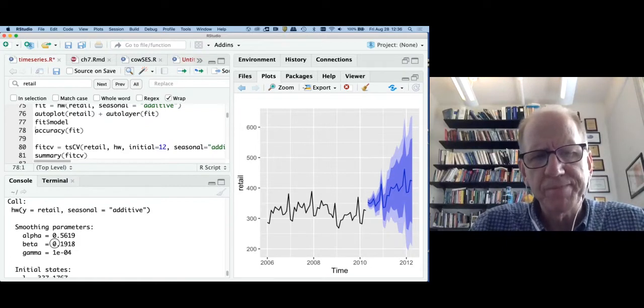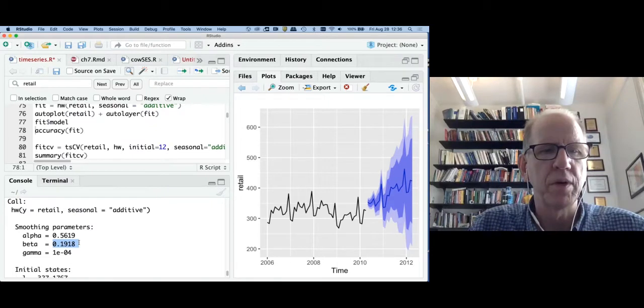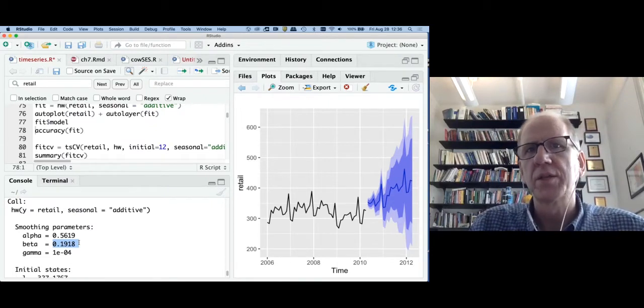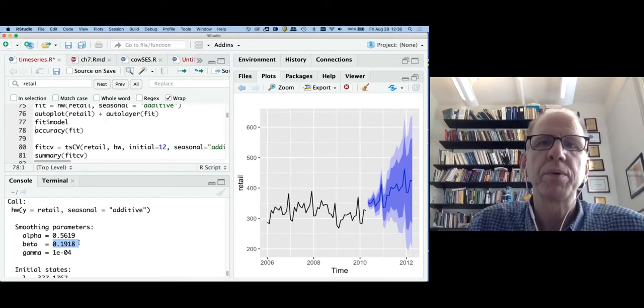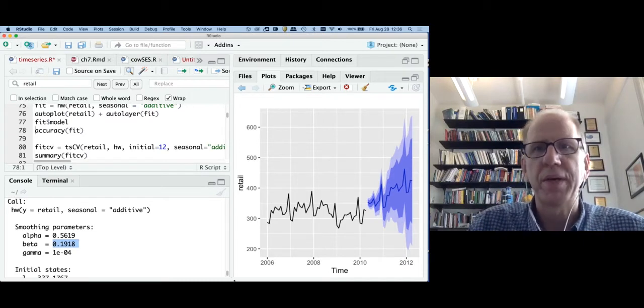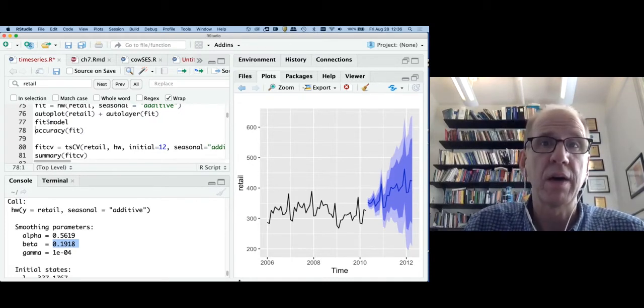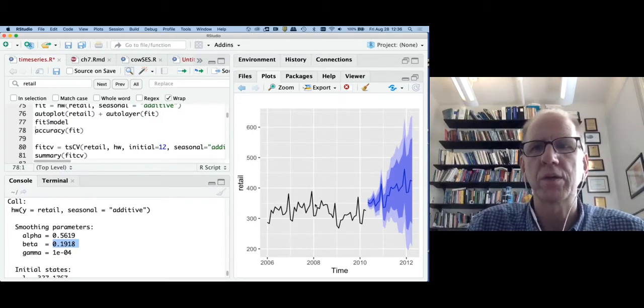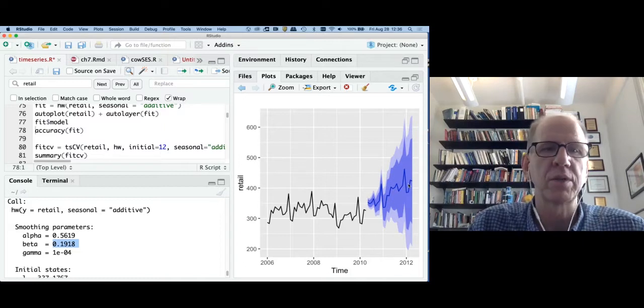The beta parameter is the smoothing parameter for the slope. So the value of, call it 19%, says we're going to give 19% of the weight to the current slope estimate and 81% of the weight to previous slope estimates. So the slope doesn't rely as much on the current slope as the level did. The level put far more weight on the current level. But that trend does show up in our forecasts over here because we clearly see an increasing trend.